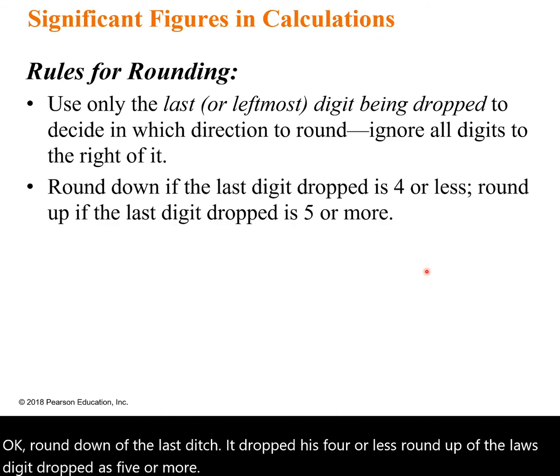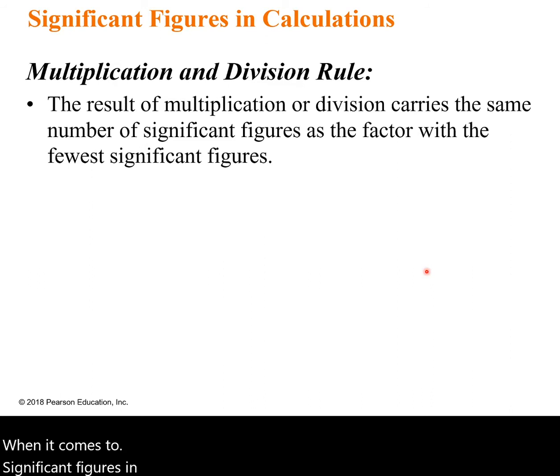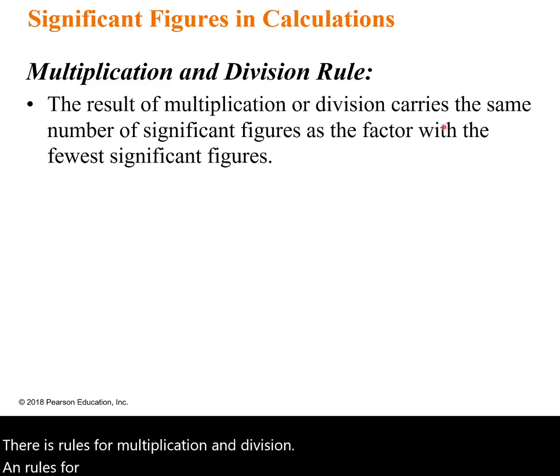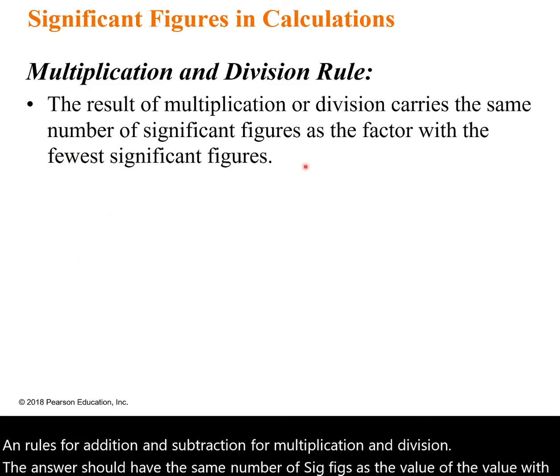When it comes to significant figures and calculations, we're going to have to follow 2 different rules. There are rules for multiplication and division, and rules for addition and subtraction. For multiplication and division, the answer should have the same number of sig figs as the value with the fewest number of significant figures.